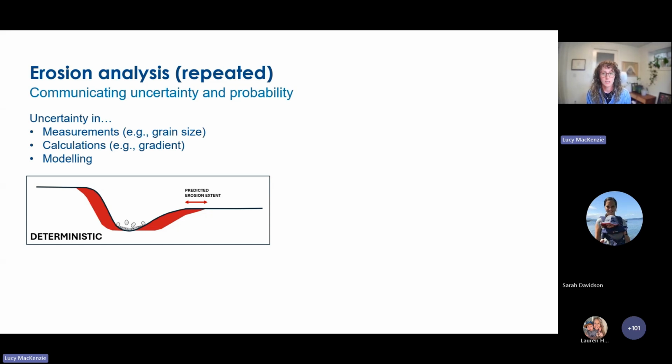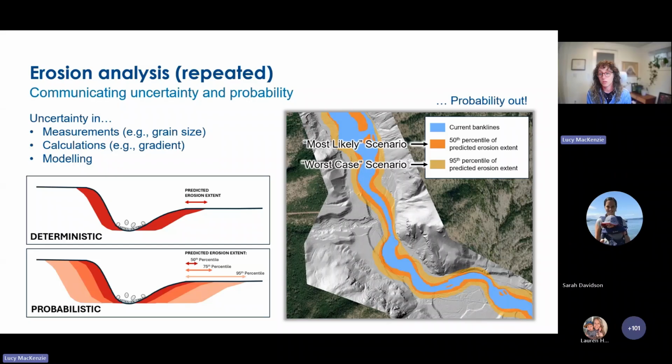Our model takes those inputs and produces a distribution of predicted bank erosion extent, represented here through different quantiles of that distribution. It shows us what a most likely scenario might be, as well as what a worst case but possible scenario might be. Embracing uncertainty and using probability allows us to do some pretty cool things.